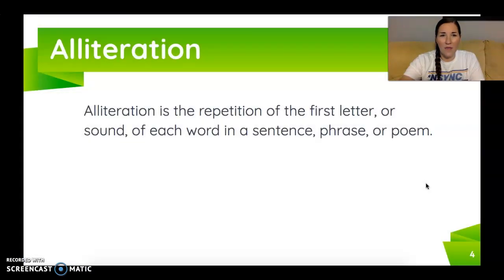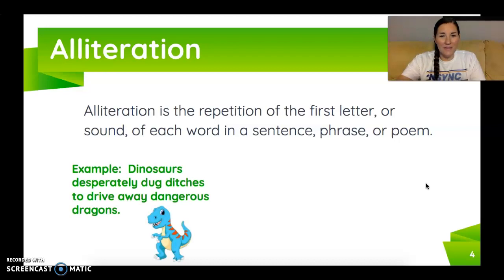So let's dig in. Alliteration is one that I know I've mentioned before, and it's one of my favorite ways to write or things to read. But alliteration is the repetition of the first letter or sound of each word in a sentence, phrase, or poem. So here's an example. Dinosaurs desperately dug ditches to drive away dangerous dragons.